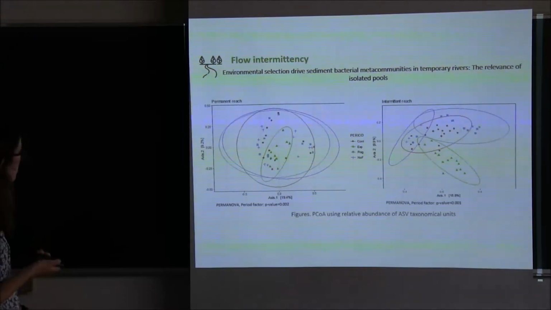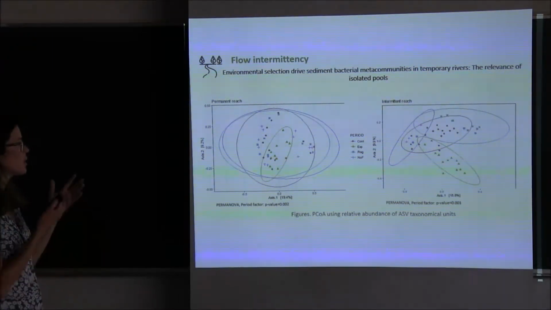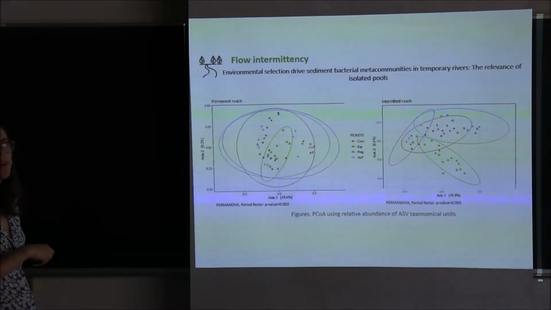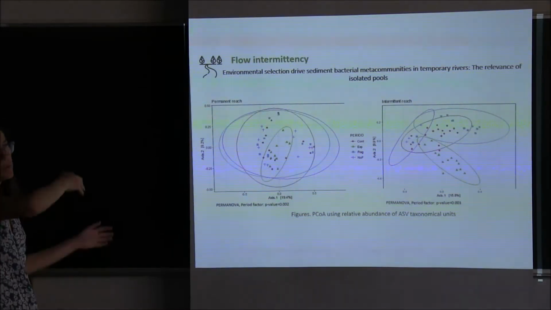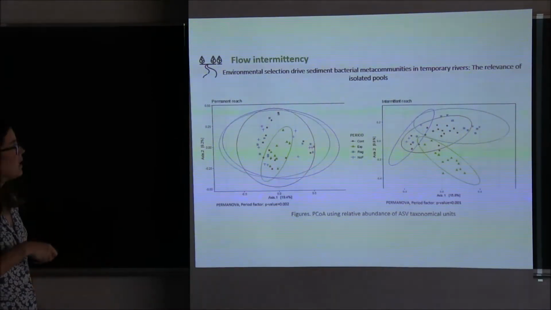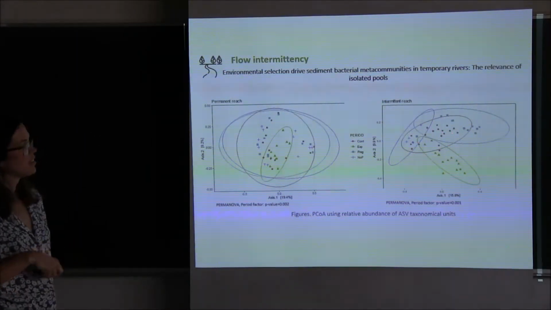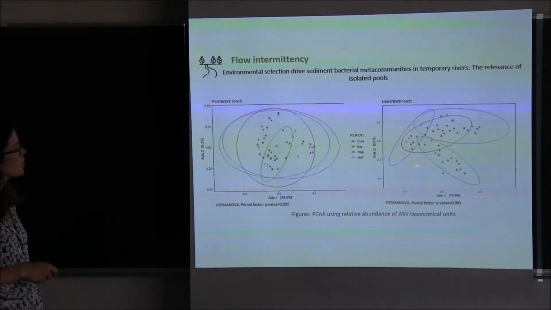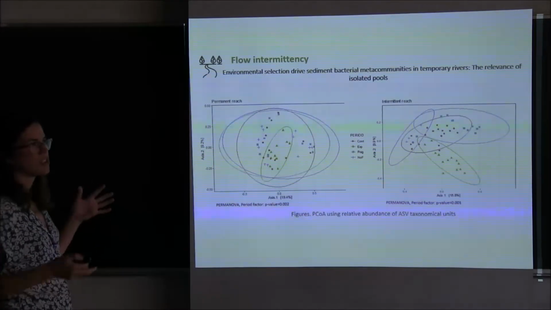And what we observed here is that there were differences between periods, but in the case of the permanent reach, the differences are mainly explained by the expansion period, so when the water comes, after the flood. But in the other periods, the community composition was similar or more similar. And in the case of the intermittent reach, we observed that the community was clearly different between periods. So in the contraction, expansion, non-flow or fragmentation periods, there was really different community composition in sediments.